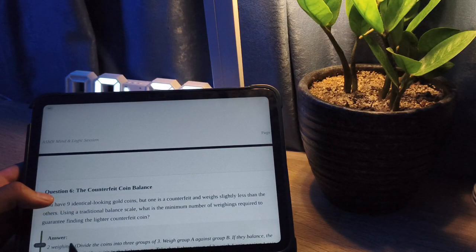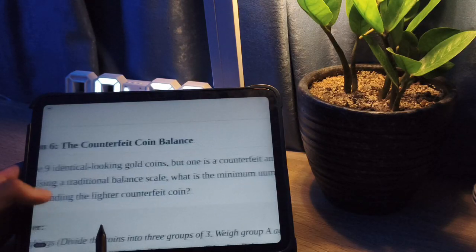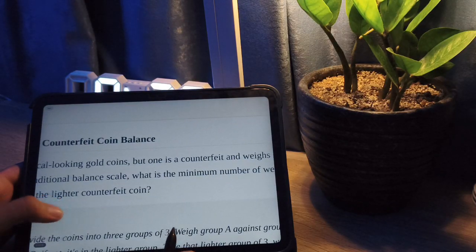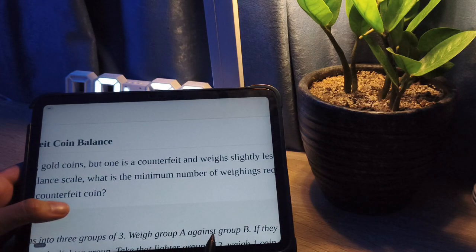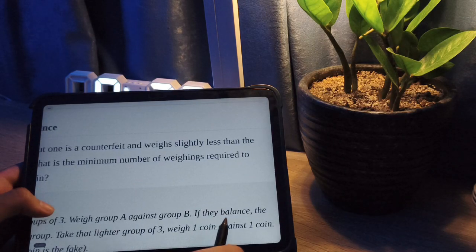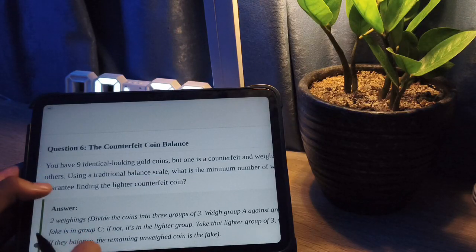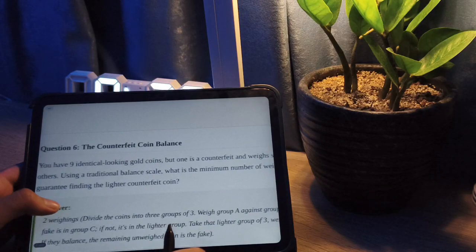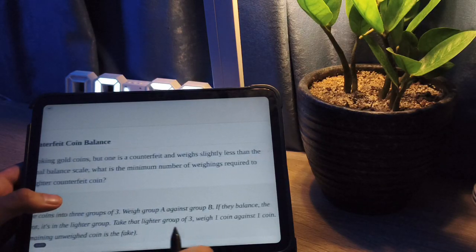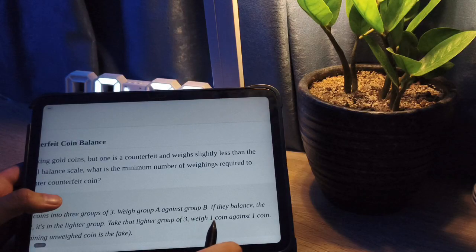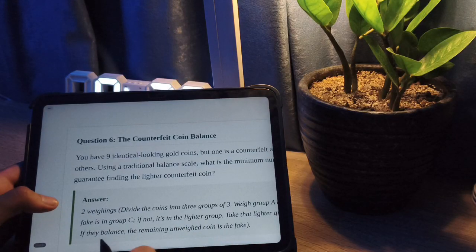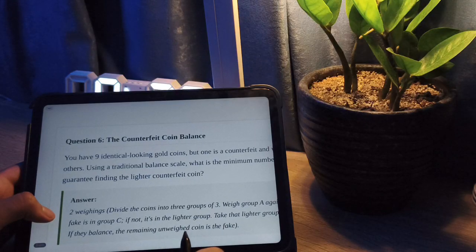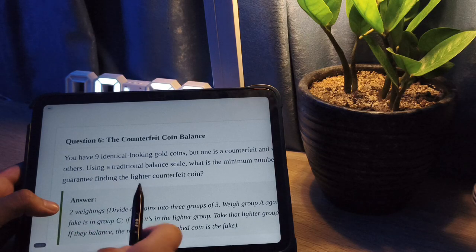2 weighings, okay? 2 weighings. Divide the coins into 3 groups of 3. Weigh Group A against Group B. If they balance, the fake is in Group C. If not, it's in the lighter group. Take the lighter group of 3. Weigh 1 coin against 1 coin. If they balance, the remaining unweighed coin is the fake. This is a very good question.